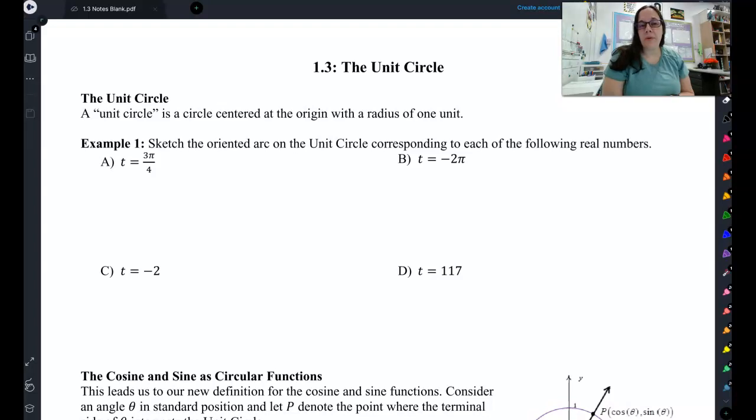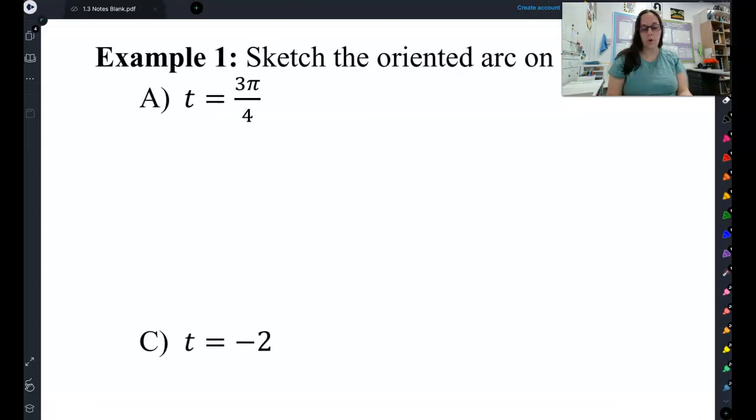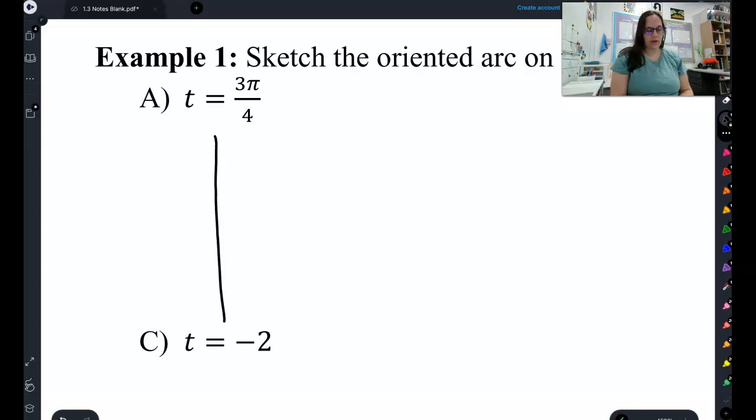Welcome to lesson 1.3, where we finally put everything together to learn the unit circle. Now, before we jump into the unit circle, let's do a quick review from 1.1, where we were graphing angles. So if I need to graph 3 pi fourths, remember we labeled it like this.